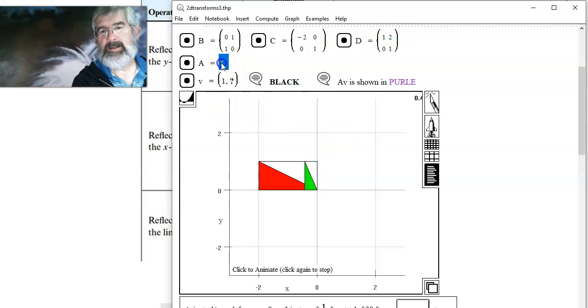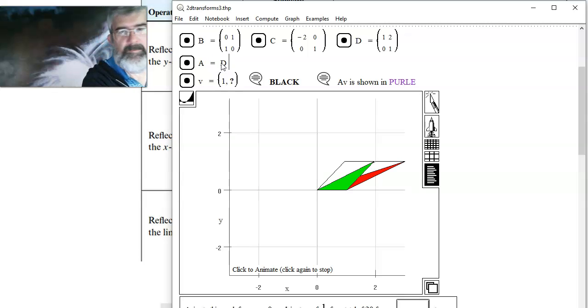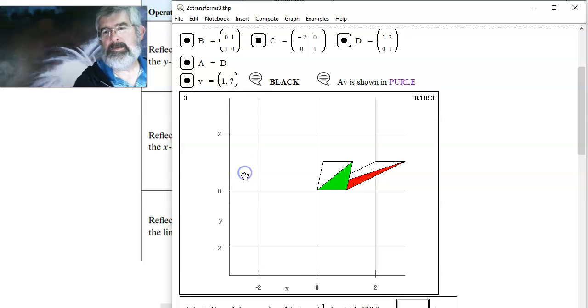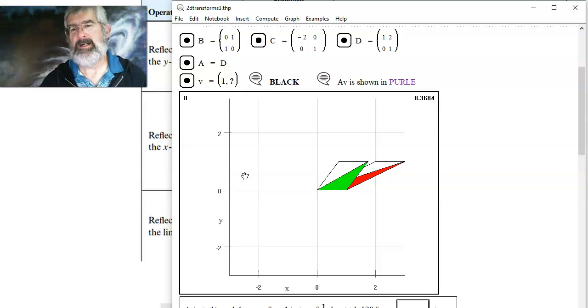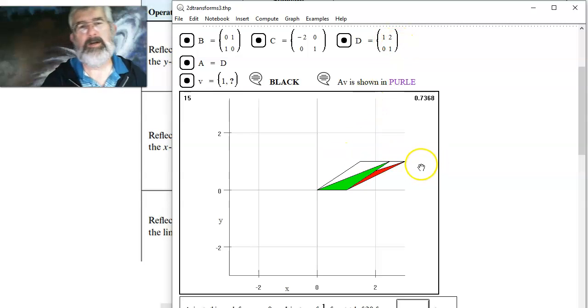D here is a shear where the unit square is being sheared in the x direction. Right? So the x coordinate of the output is the old x coordinate plus 2 times the y coordinate, right? So the x coordinate is being moved over more than it would be otherwise.